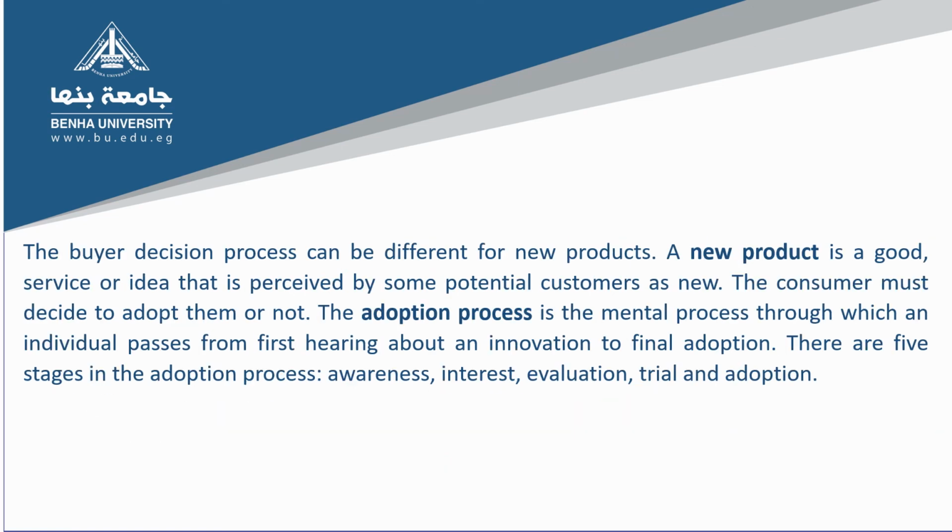Note that the buyer decision process can be different for new products. A new product is a good, service, or idea that is perceived by some potential customers as new. The consumer must decide to adopt them or not. The adoption process is the mental process through which an individual passes from first hearing about an innovation to final adoption. Note that also there are 5 stages in the adoption process, which are awareness, interest, evaluation, trial, and adoption.